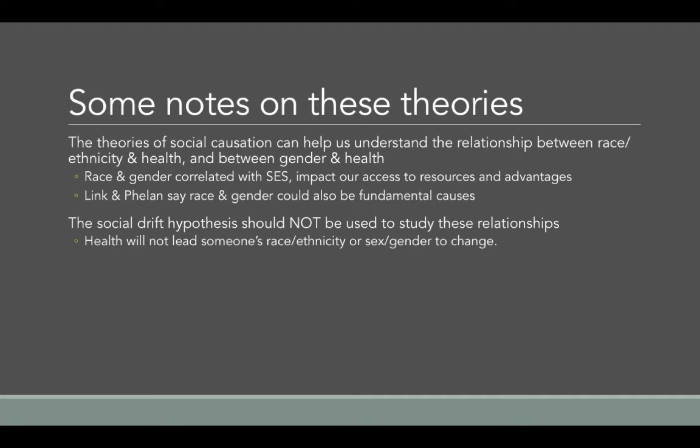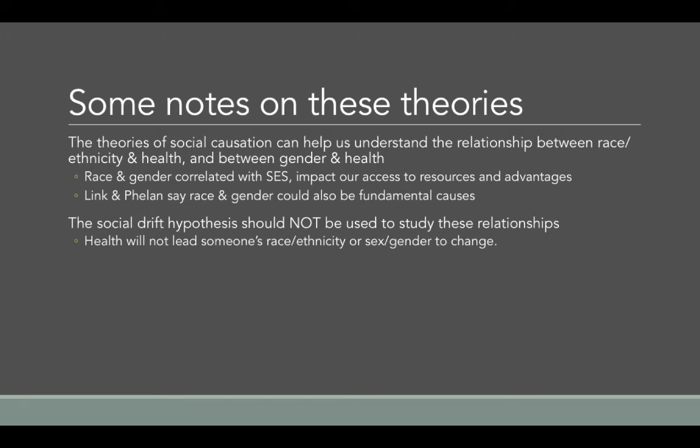Link and Phelan don't talk too much about race and gender. They really focus on socioeconomic status, but they do say that race and gender could also be fundamental causes of health because of the relationship they have to the access that we have to resources. So we could use theories of social causation to help us understand health and race and gender.